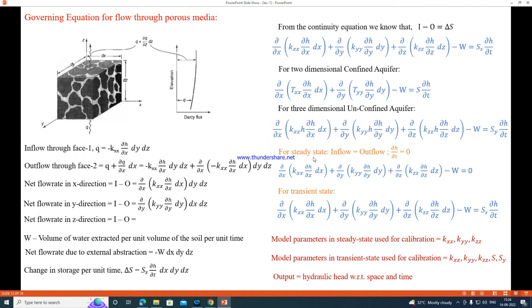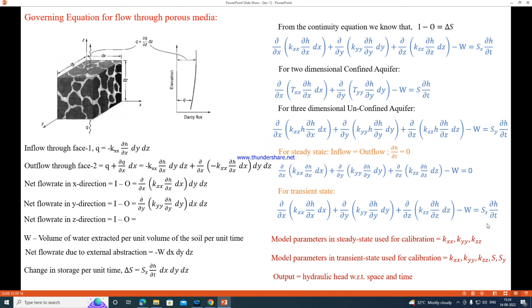Yeah, for steady state, we know that there will be no change in the volume or the velocity inside the aquifer, so there is no change in the water table position, whatever the hydraulic head position is. The water table position in the unconfined aquifer also has no change in the steady state, ∂h/∂t equal to 0, so this term will be equal to 0. So this is the governing equation for the steady state, and for the transient state, this is the governing equation.